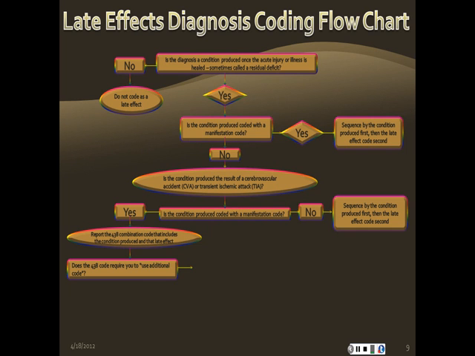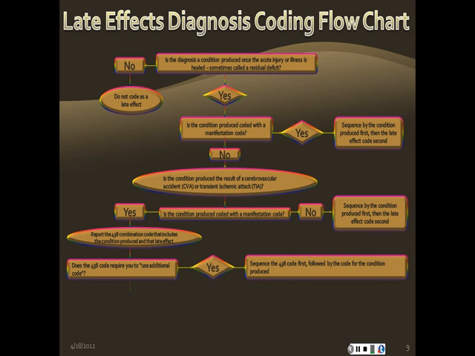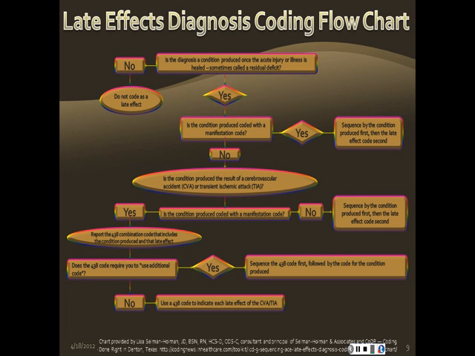Then ask yourself, does the 438 code require you to use additional codes? Now right here, this is when you really need to read your notes, because this is going to help you. Now, if you answered yes, sequence the 438 code first, followed by the code for the condition produced. But if you answered no, then you would use the 438 code to indicate each late effect of the CVA or the TIA. Now, always remember that you code the illness or injury that caused the late effect first, then the late effect, and then the manifestation code if it's required.